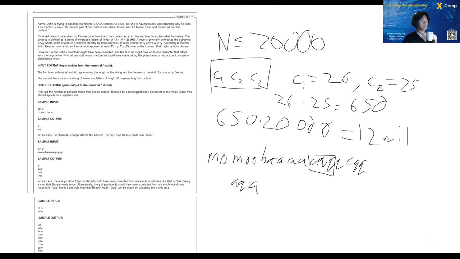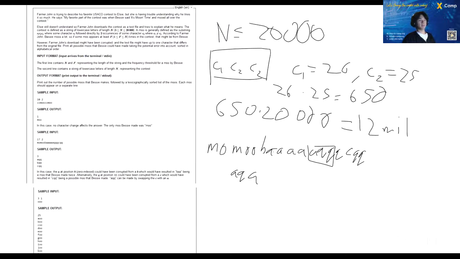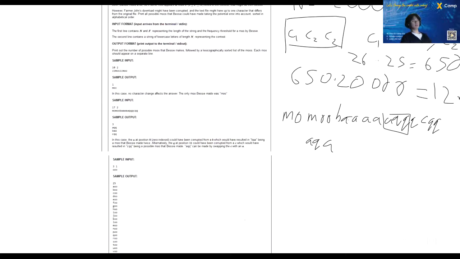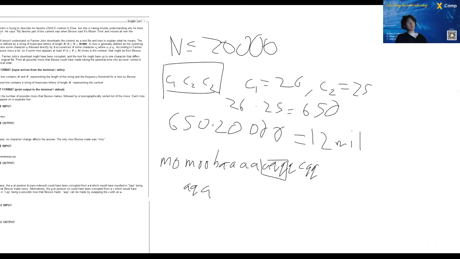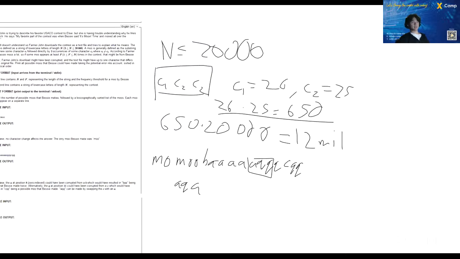I think in general, the main observation of this problem is the fact that n is too big, but the total number of possible answers is less than n, right? The total number of possible answers is just 650. So in doing so, we can replace one of the n in the time complexity with a 650 in the time complexity. And that's what makes this problem a lot more solvable.